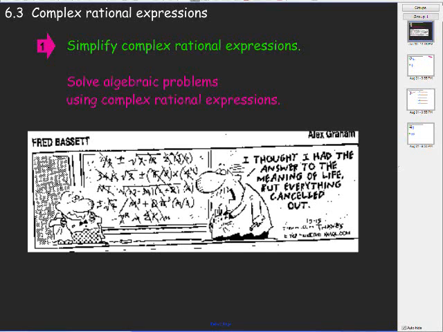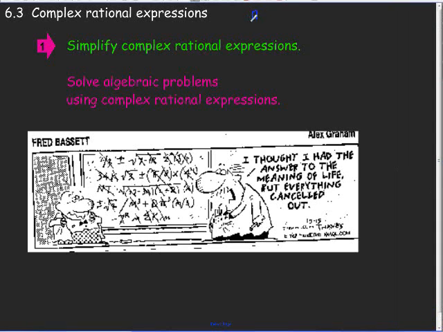Now, we've got rational expressions under our belt. Let's try complex rational expressions. So what do I mean by that? This is when you have a rational expression, let's say A over B.